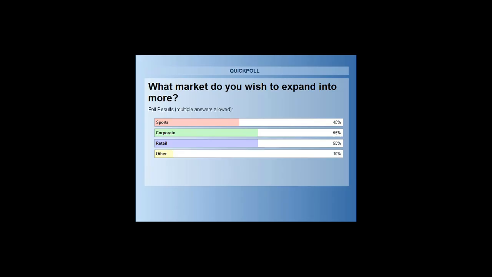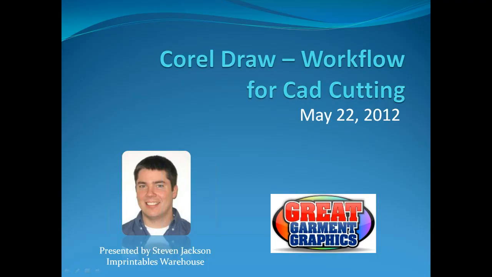There you go. Can you see those results, Stephen? Yes, I can. Okay, good. They're small on my screen, though. So 55% would like to expand more into corporate and retail, and 45% are looking to get into sports, 10% other. Interesting. It's almost even all the way down there. It is. Except for other, obviously.